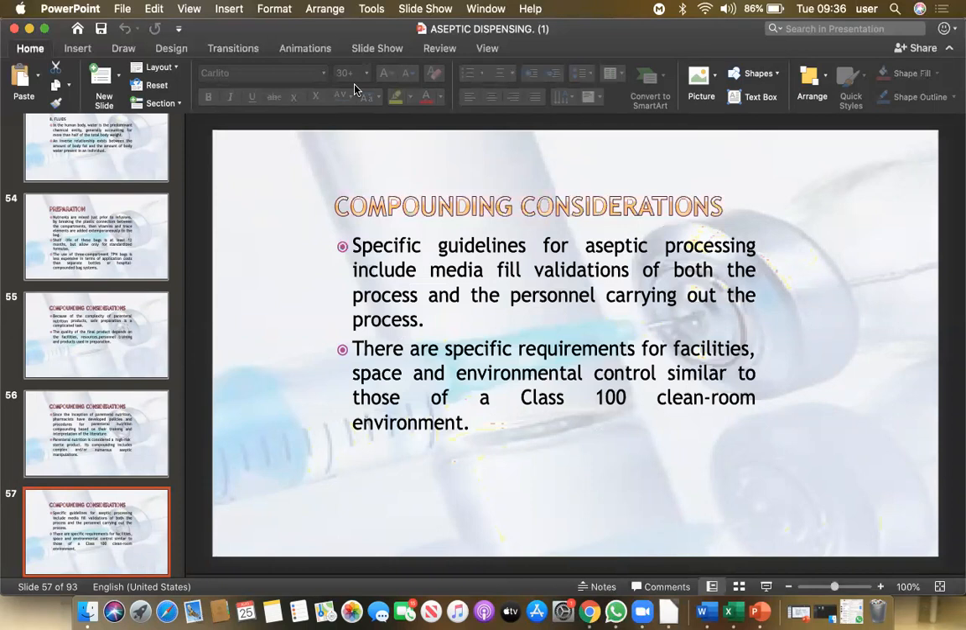Compounding has to be done with aseptic processing. It includes media fill validation of both the process and the personnel carrying out the process. They must check those validations because the area must be free from any microorganisms. They must maintain aseptic conditions. There are specific requirements for facilities, space, and environmental control similar to those of a class 100 clean room environment. So it has to be prepared in such a clean room.